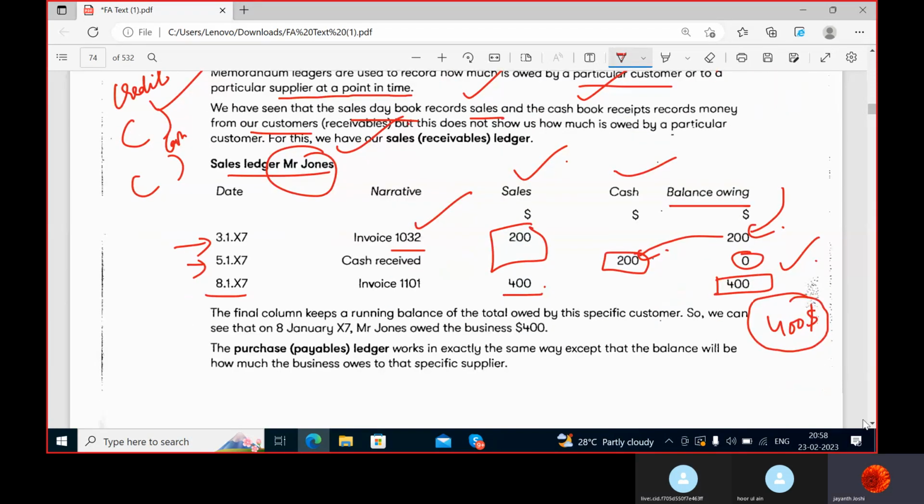$400. So our receivable is how much from Mr. Jones? Finished, correct? Yes, sir. In the same way, we can make the payable ledger, and we can see how much we are supposed to make the payment to our suppliers. Receivable ledger or sales ledger, whatever we made, is showing how much money we are supposed to receive. Payable ledger would show how much we are supposed to pay. Same thing. That's it.